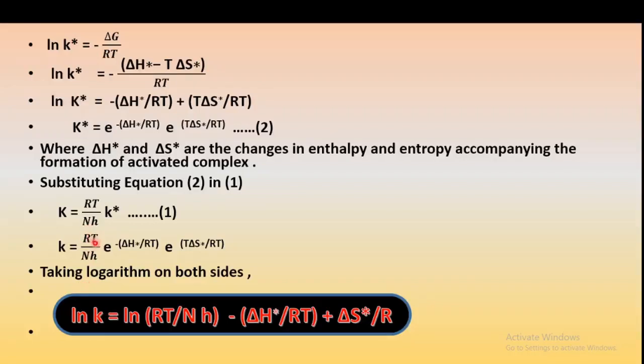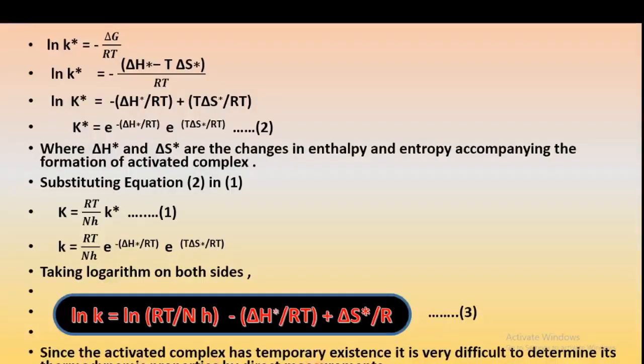Ln of K is equal to Ln of RT upon Nh, and this multiplication we can write in the form of addition. By the rule of logarithm, e raised to power, these two powers can be added. Therefore this e and Ln get cancelled. Therefore we can write this equation as Ln of RT upon Nh minus delta H star upon RT plus, this T and this T get cancelled, therefore we get delta S star upon R. This is called equation 3.